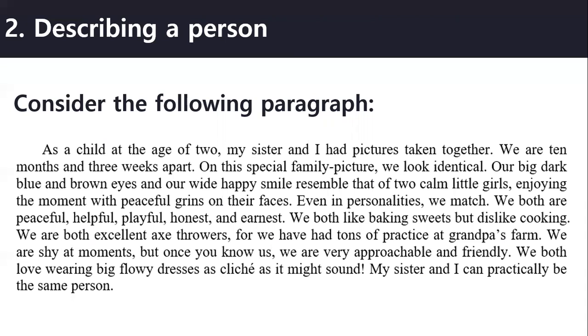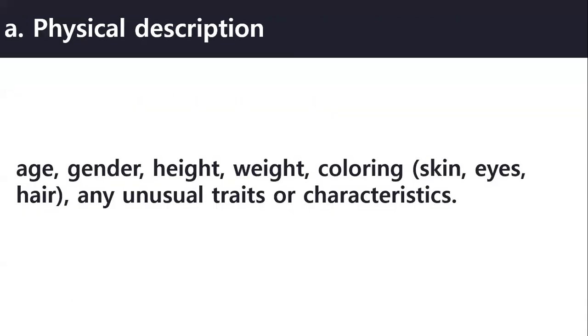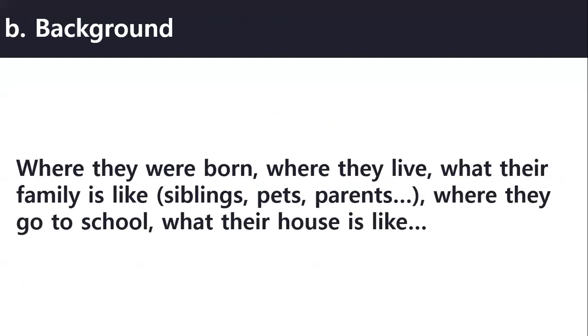So, when you are asked to describe someone, here are some things you should include. Physical description: age, gender, height, weight, coloring either of skin, eye, or hair, any unusual traits or characteristics. Then, background: where they were born, where they live, what their family is like, if they have siblings, pets, parents, etc., where they go to school, what their house is like, etc.